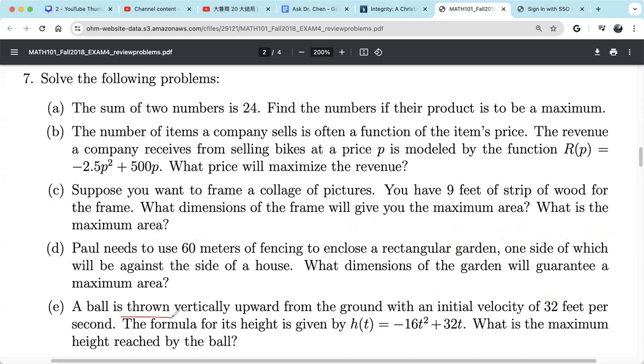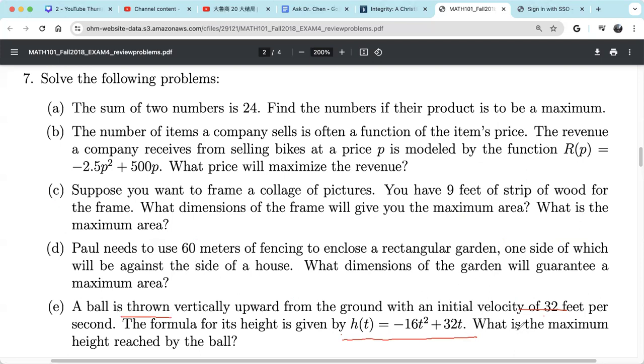A ball is thrown vertically upward from the ground with an initial velocity of 32 feet per second. The formula for the height is given. So the mathematical model is already given. h of t equals negative 16t squared plus 32t. Again, a quadratic function. The variables are h and t.